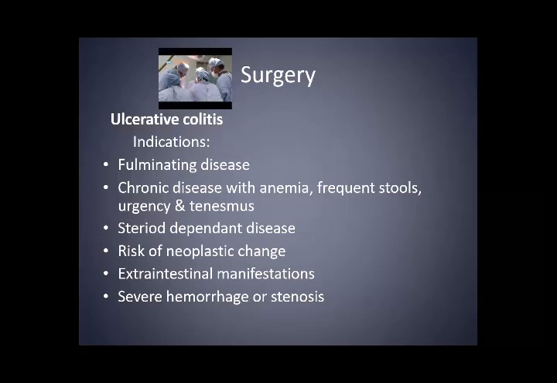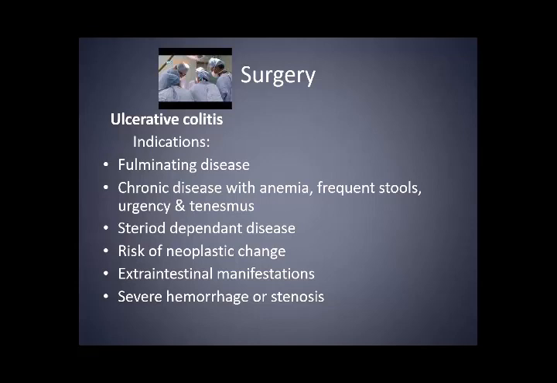Chronic disease with anemia, frequent stool, urgency, and tenesmus in case of proctitis. Steroid dependent in life. Steroids are not being tapered off, the patient can relapse again. So you think of surgical intervention. Risk of neoplastic change, if you see the local neoplastic change, always refer after endoscopy. So these are the patients who usually have an endoscopy once or every 2 years to see their colonic mucosa. If there is some change, you can take the biopsy and refer as early as possible.